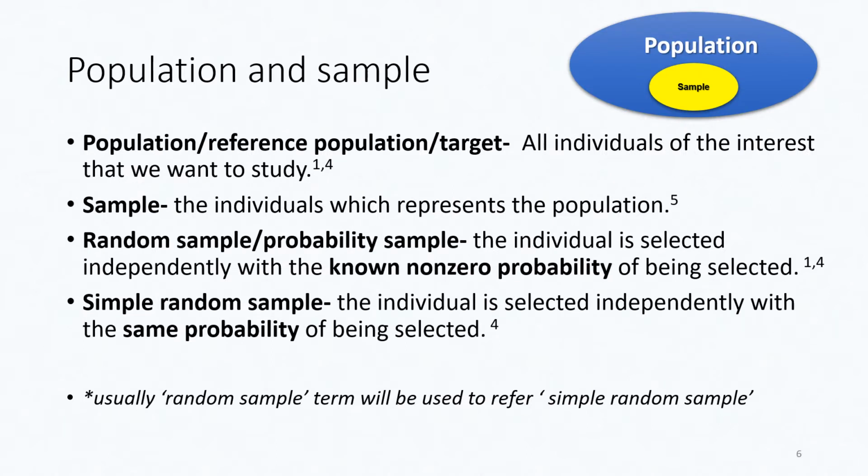Population. Population, in other words, is the reference population or target. It means all individuals of interest that we want to study. Sample means the individuals who represent the population. Random sample or probability sample means that the individual is selected independently with a known and non-zero probability of being selected. Simple random sample: the individuals are selected independently with the same probability of being selected.